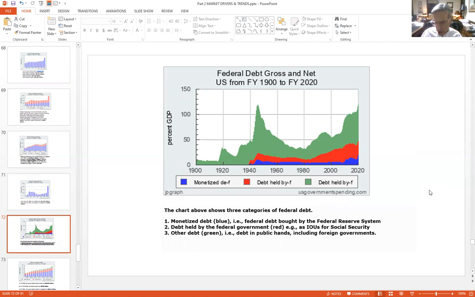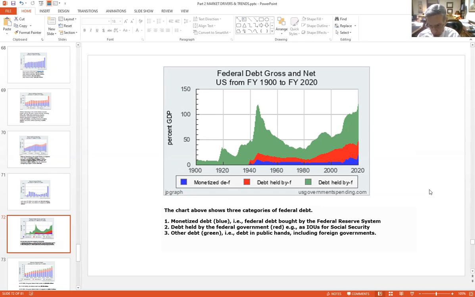And so this is a chart that represents the type of debt that the federal government presently owes. The blue bar represents federal debt bought by the Federal Reserve. So it's just a way of creating money. But it's debt. It's debt that the US government owes the Federal Reserve. Then there is debt held by the federal government as IOUs for Social Security.